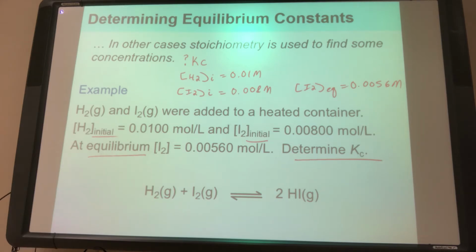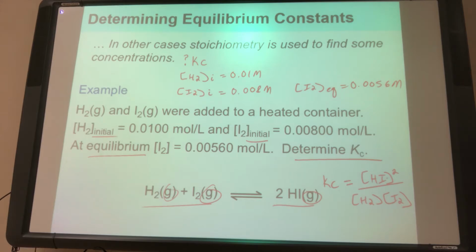And I want the Kc. So I'm looking for the Kc, and I need to be able to write out what my Kc equation is. So let's work on that. Kc should be products over reactants. They're all gases, so they all count. So HI squared over H2 times I2. If we want to find the Kc, the numbers that we plug in here to do the math have to be equilibrium concentrations.